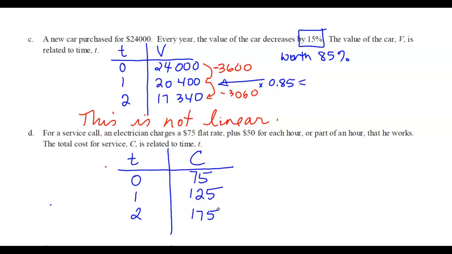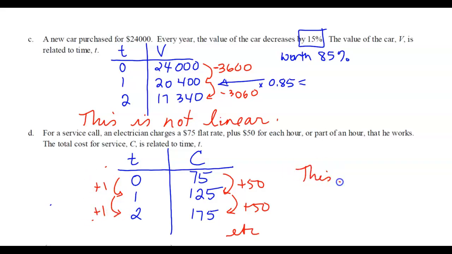So already in your head, guys, you're doing that 2 times 50 or 3 hours times 50 or 4 hours times 50. And so each time it's increasing by 50. But you can certainly check it here. So these are increasing by 50, etc. And this is increasing by 1 for each increase in 1 hour. So this is linear.